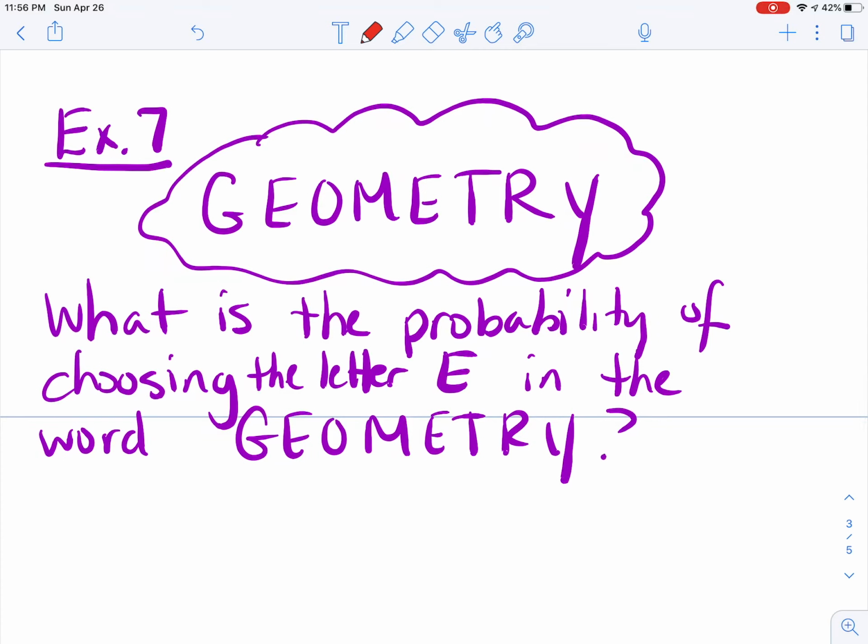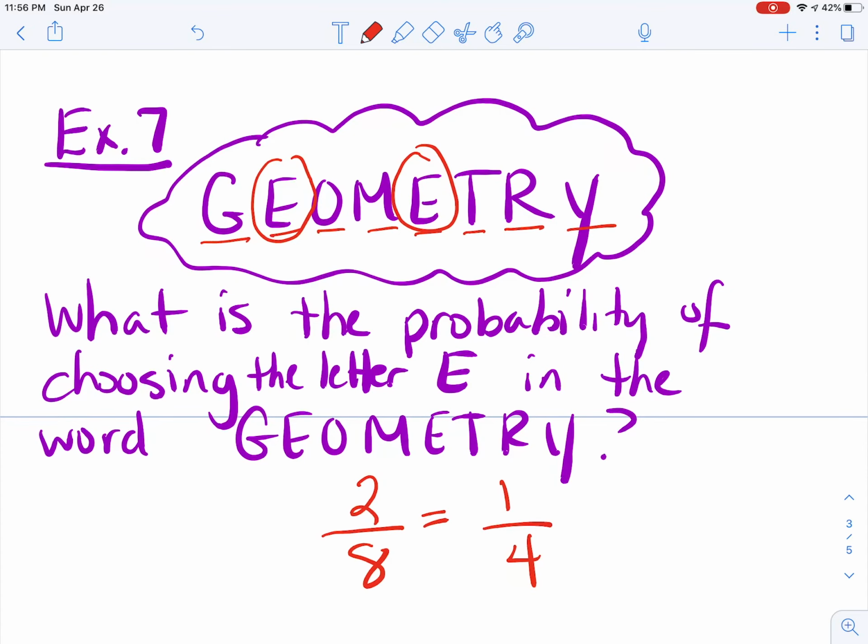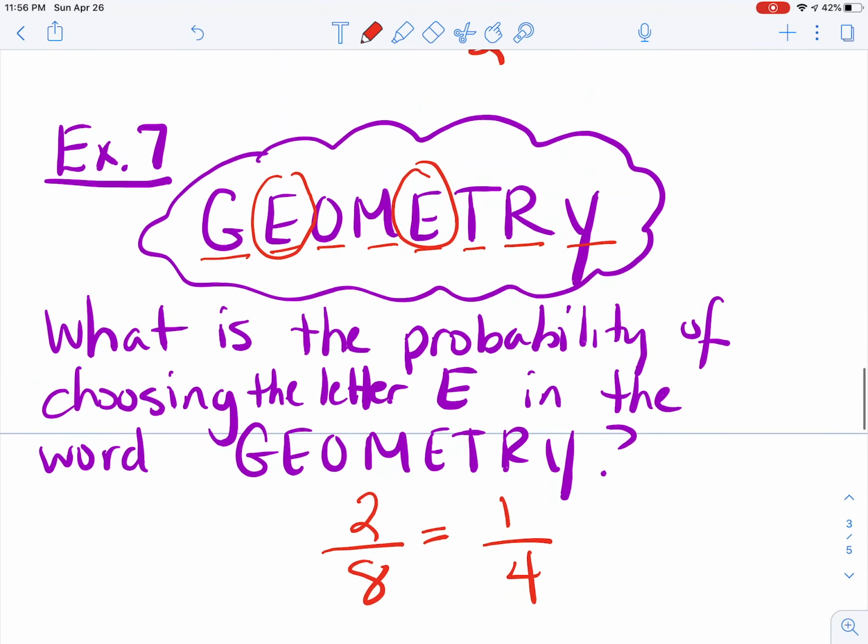In the word geometry, if you looked at the letters that make up the word geometry, what is the probability of choosing the letter E? Well, first I have to see how many letters there are total. 1, 2, 3, 4, 5, 6, 7, 8. And how many E's are there? 2, which would be the same thing as 1/4.